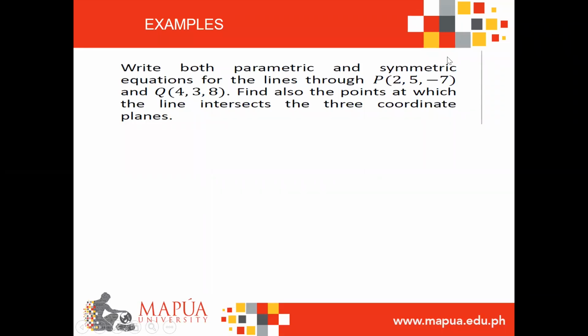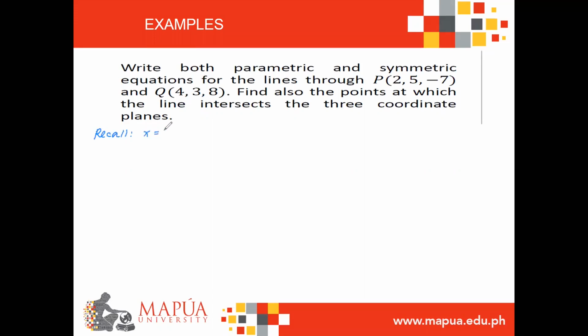Let us again recall the formula for the parametric and symmetric equation for the line. For the parametric equation of your line L, we have x equals x sub 0 plus at, y equals y sub 0 plus bt, and lastly, z equals z sub 0 plus ct. So we call this the parametric equation of a line.